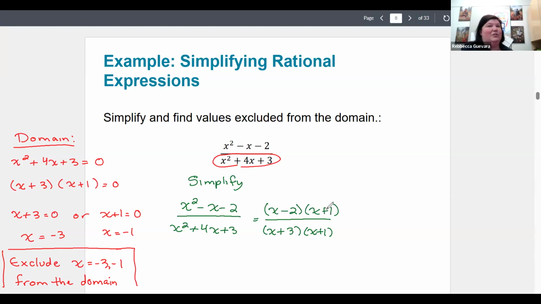So we multiply those, we get -2. If we add them, we get -1. So we should see x plus 1 is a common factor. So this is the one that's going to get eliminated.